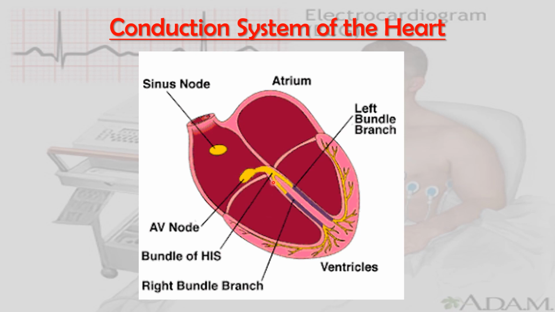So obviously, the left bundle branch will go for the left ventricle, and the right bundle branch will go for the right ventricle, transmitting the impulse very quickly in order to allow contraction of the ventricles. So the sequence of events occurs as follows.